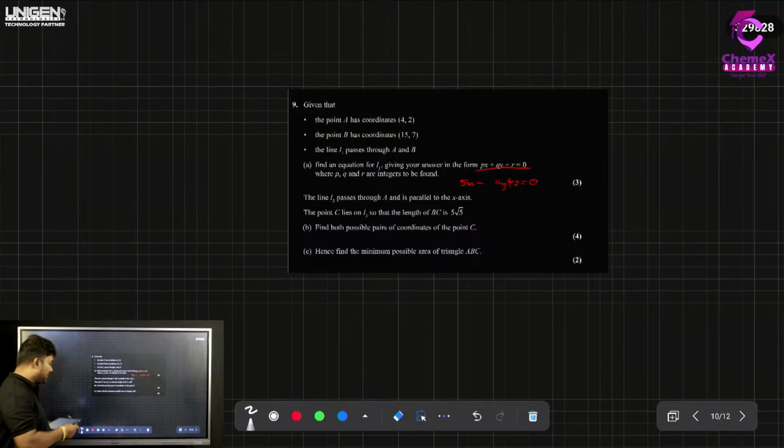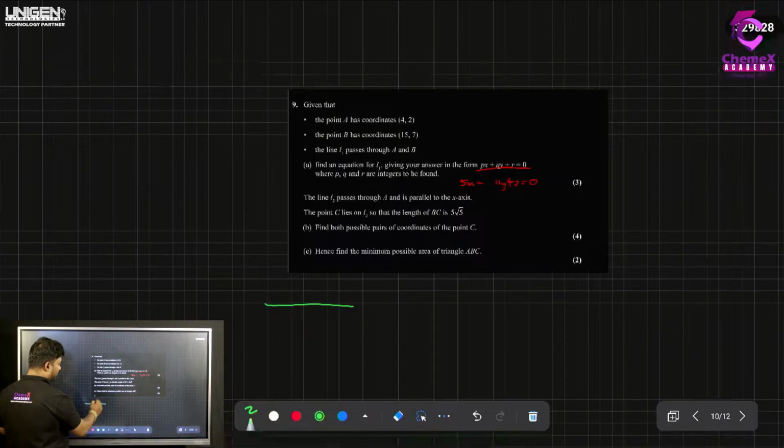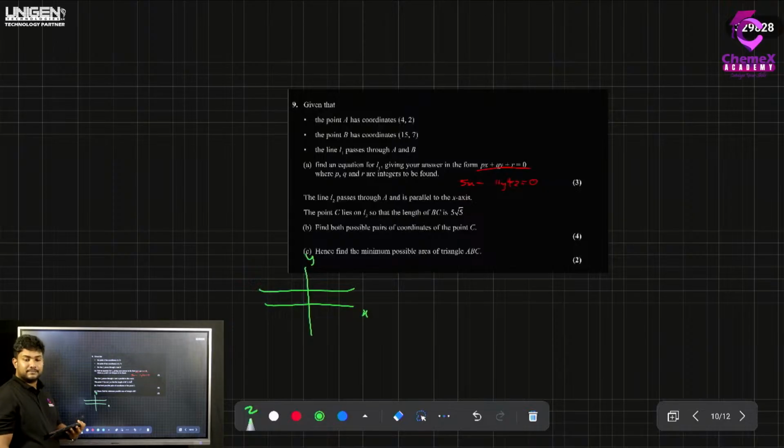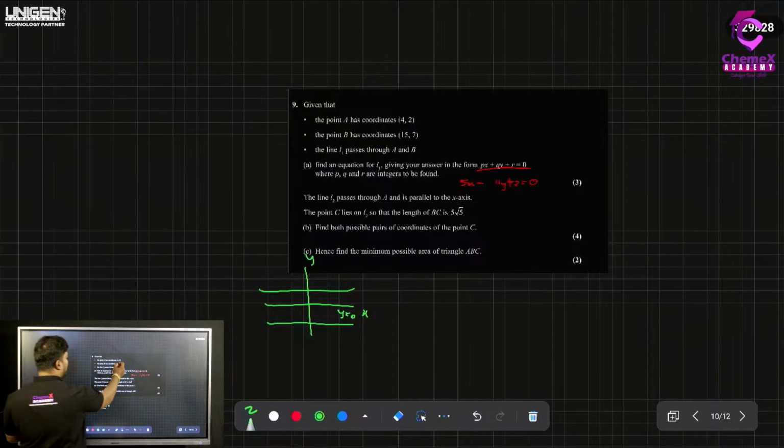If some line is parallel to x-axis, it goes like this, and there we take y equals something. Lines parallel to the x-axis are y equals some number. So y equals 0 is parallel to x-axis. y equals 1 is parallel to x-axis. So L2 passes through A and is parallel to x-axis. If it passes through A, that means it has a coordinate of what? y is 2. So y equals 2 can be its equation. You understand?